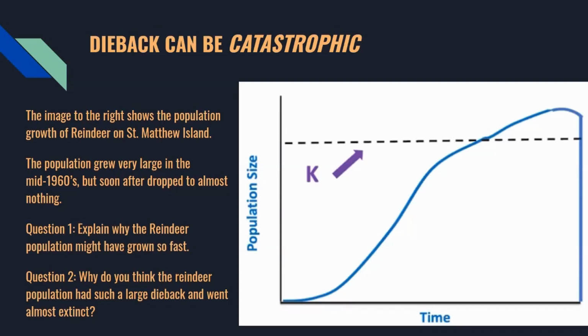There are many hypotheses about why the reindeer grew so fast. It could be because of lack of natural predators, a lot of resources, but because they grew so quickly, they eventually depleted the resources. There was no more food for them. And so because of that, instead of just dropping a little bit, they almost completely went extinct on this island.